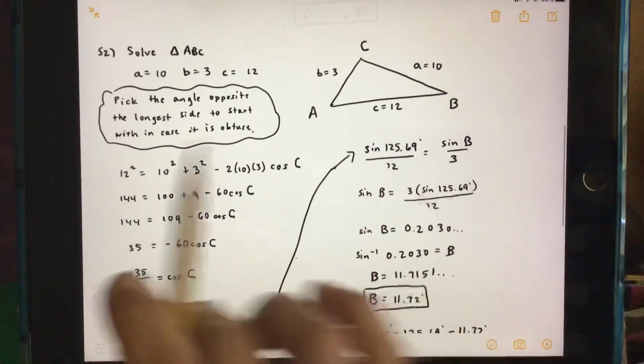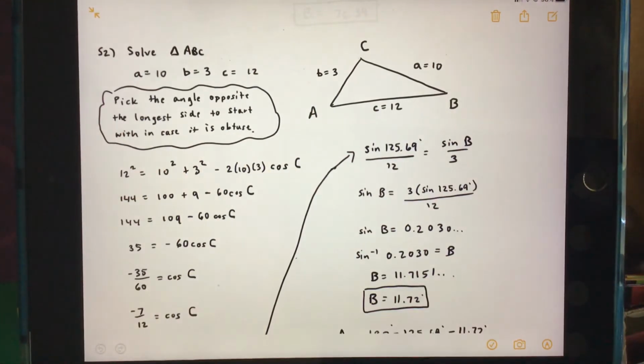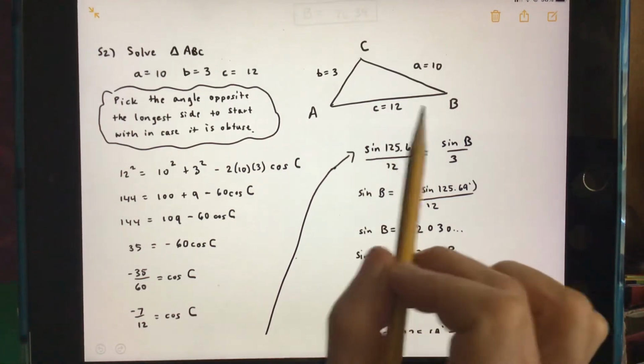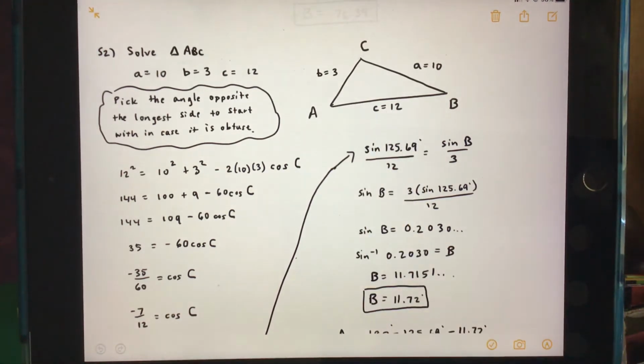Solve triangle ABC knowing the lengths of all three sides, but not knowing any of the angle measurements. So our job is to figure out what is the measurement of angle A, B, and C. We will use the law of cosines again to start because we don't have enough information for the law of sines to determine any of these angle measurements.